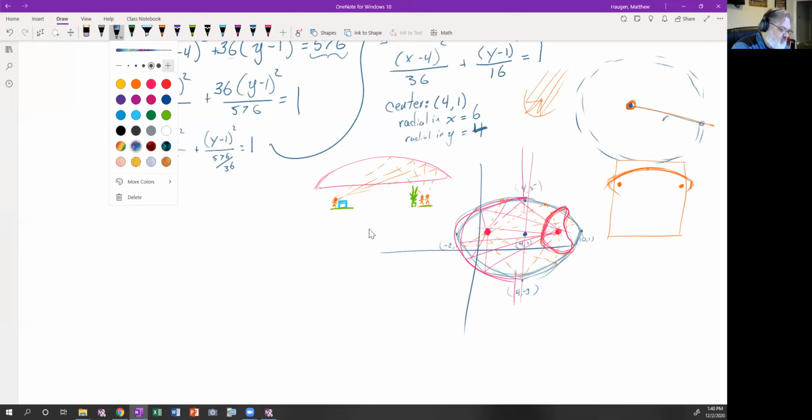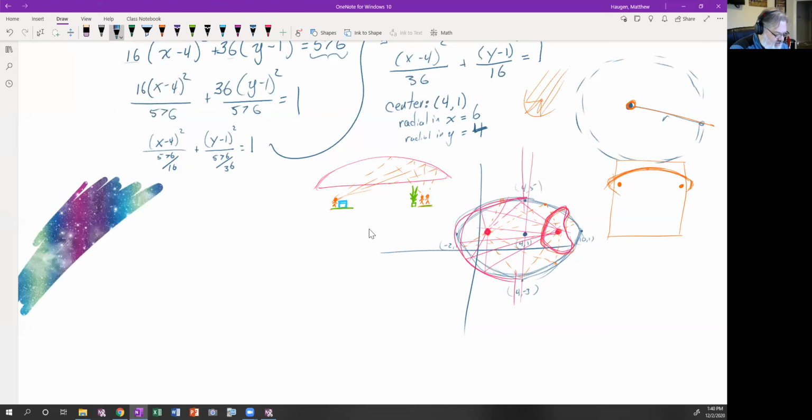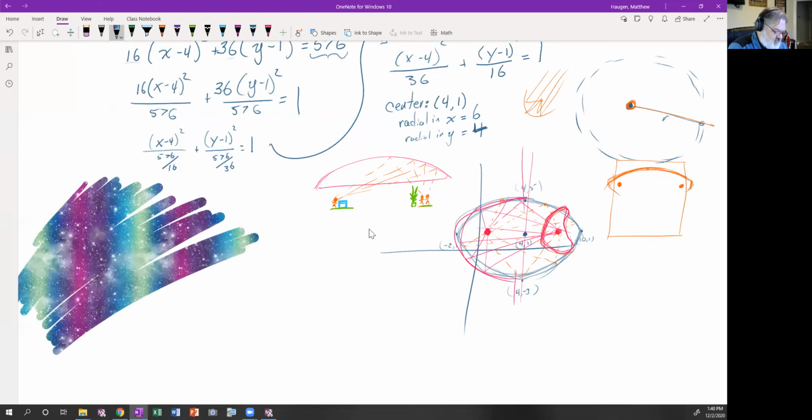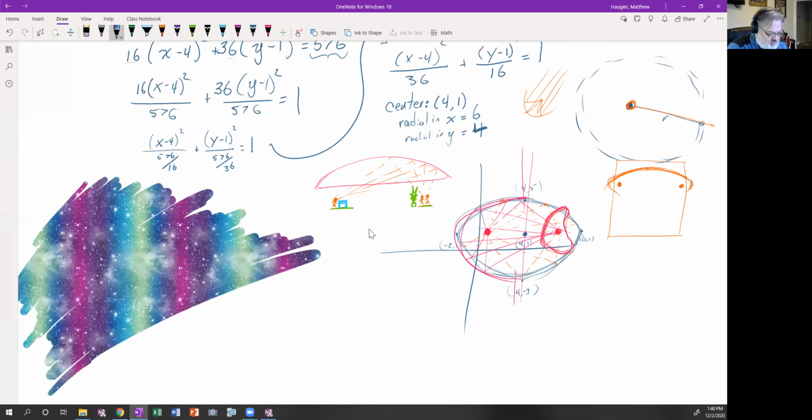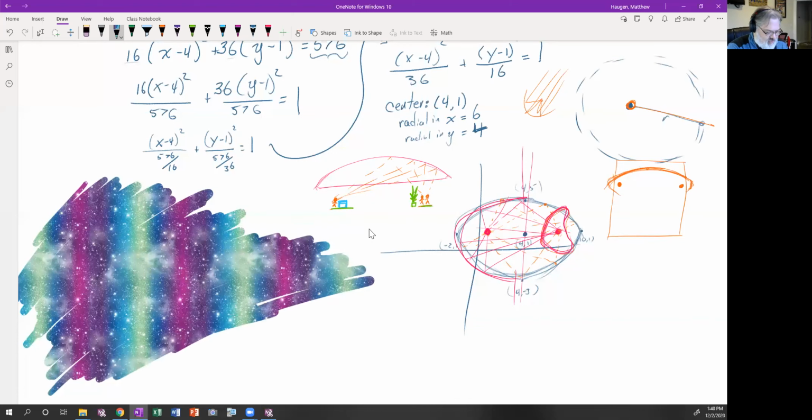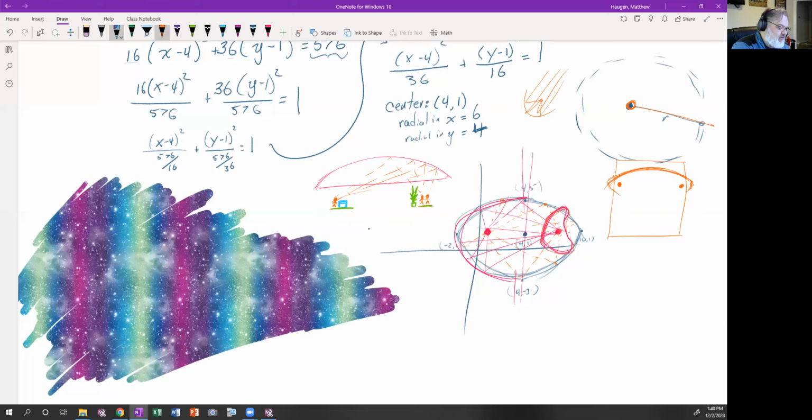Anyway, also one of the other things that we use ellipses for, or need to know about ellipses, is if you're, say, out in the way too colorful universe. I just like that I have a pen that can do that, by the way. It's not necessary, but it sure is fun.